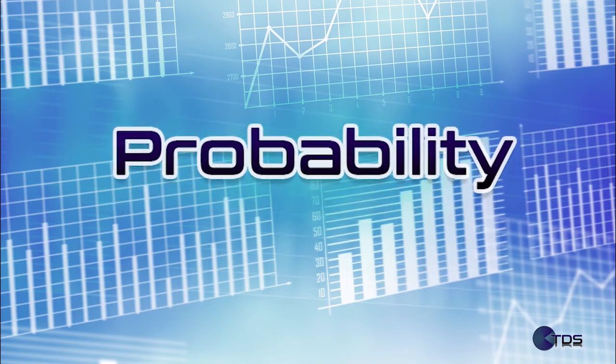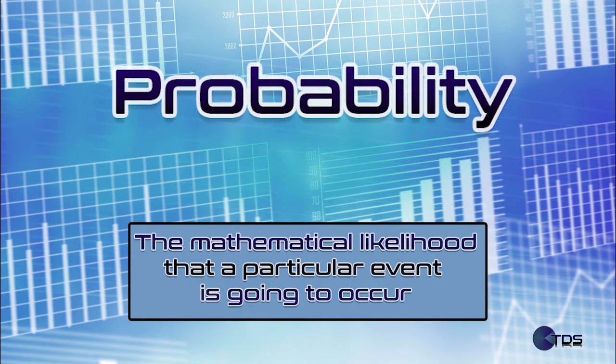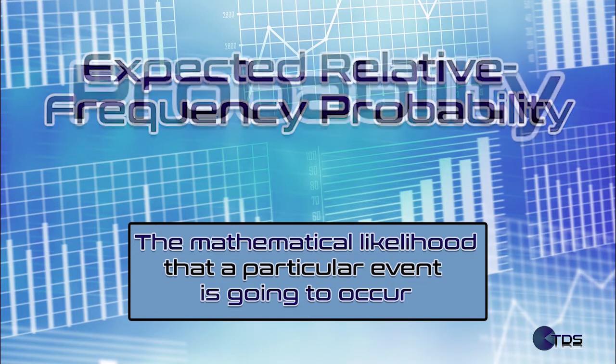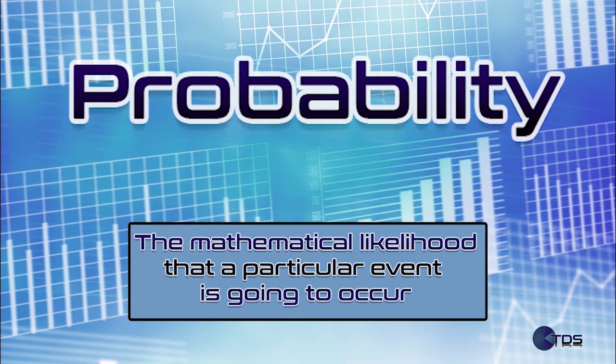Simply stated, probability is the mathematical likelihood that a particular event is going to occur. More specifically, we're investigating expected relative frequency probability, but we'll just call it probability. Probability is fairly easy to calculate. It's just the number of successes divided by the number of possible outcomes.